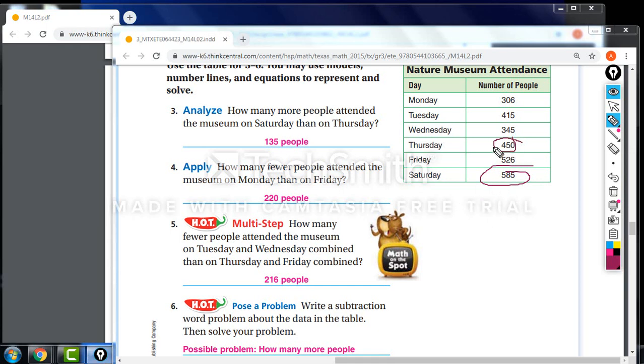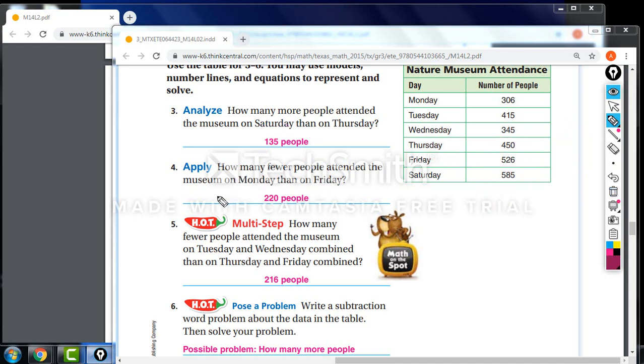So you could have done the number line, you could have done this strip diagram, or you could have just done the basic equation, which for me works when the numbers are larger so that I don't have to use the number line. Okay, 450, 585, and 135, and lo and behold, that's it right here. The key is to get these two numbers there. Okay, good. Look at the next one.